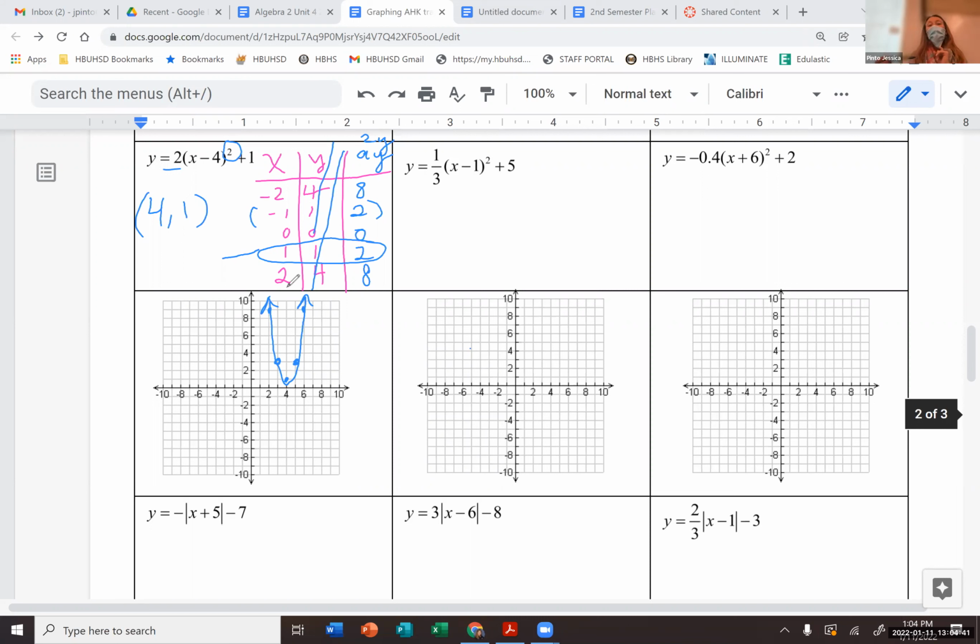Looking at the Y values, 4, 1, 0, 1, 4. None of those numbers are divisible by 3. The fraction 1/3 means divide by 3. None of those are going to work. So we need to adjust our parent table. We need to plug in an additional number. I know that my AY is going to be 1/3 Y. So which number will I want to plug in so that it will divide evenly with 3?